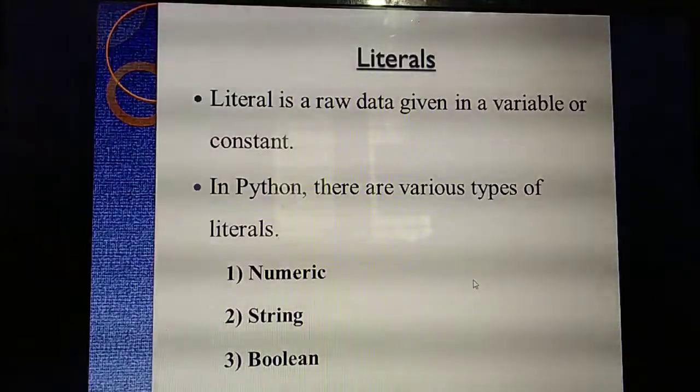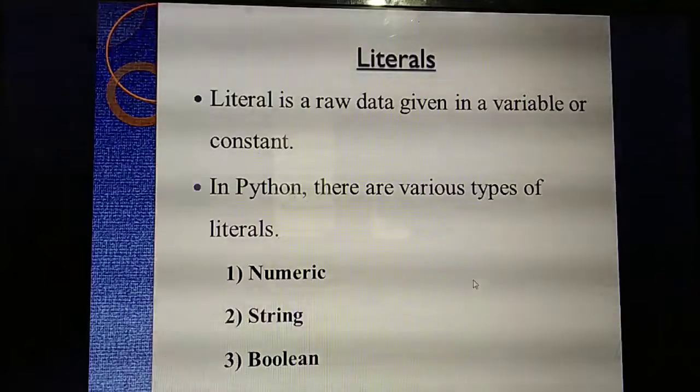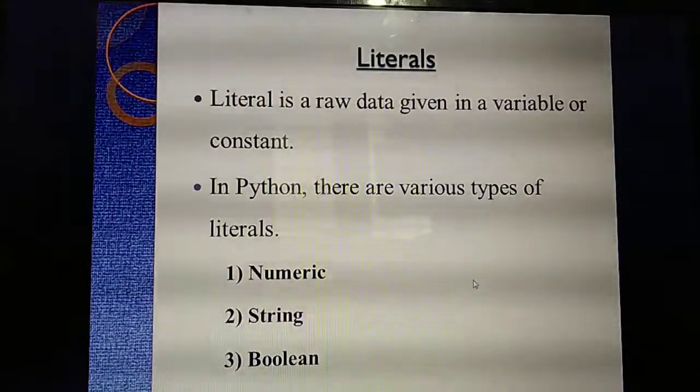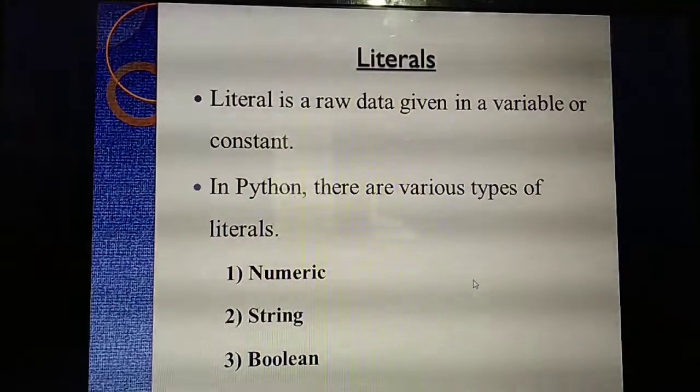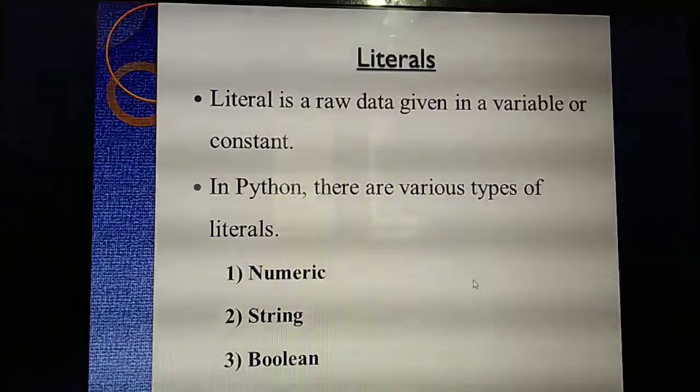Same only. Some raw data you are giving, A equal to 1, that means int. A equal to computer, string. A equal to true or false, that is Boolean. The raw data you are giving in a variable or constant, that is called what? Literals. Understand?